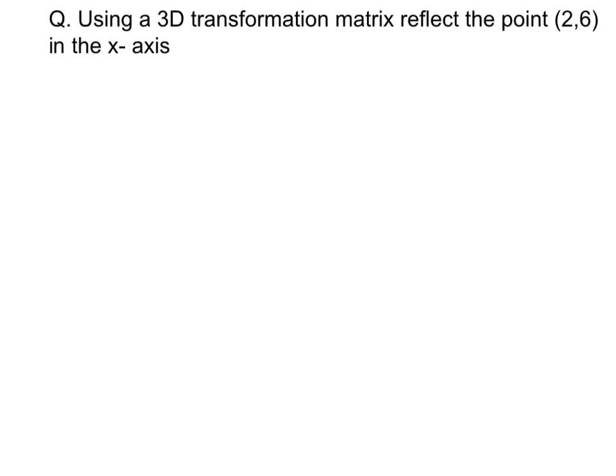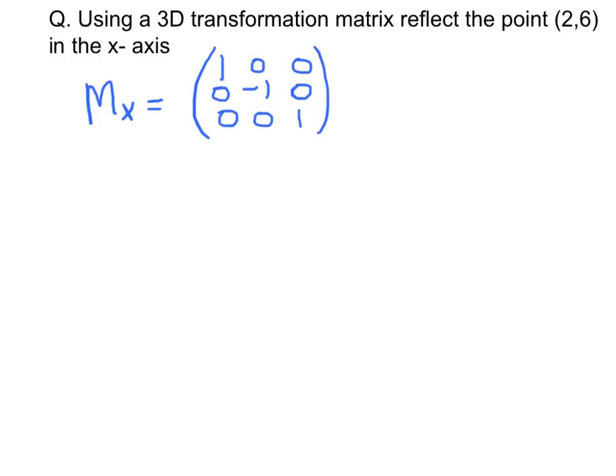Okay, we'll try one more problem. Here you're asked, using a 3D transformation matrix, reflect the point 2, 6 in the x-axis. So I'm going to give you the matrix to do that. I'll write it down here. So it's mx and it's equal to 1, 0, 0, 0, minus 1, 0, 0, 0, 1. Now I've given you the matrix, so what I want you to do is to pause the video and just try this question yourself. And when you're finished, turn the video back on and I'll go through the solution with you.